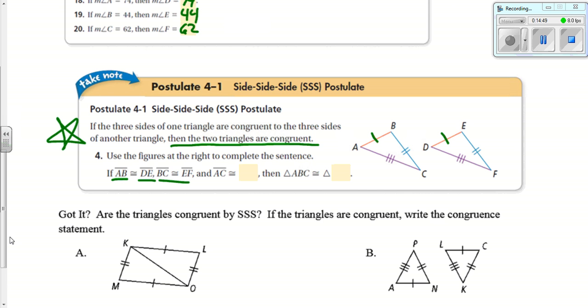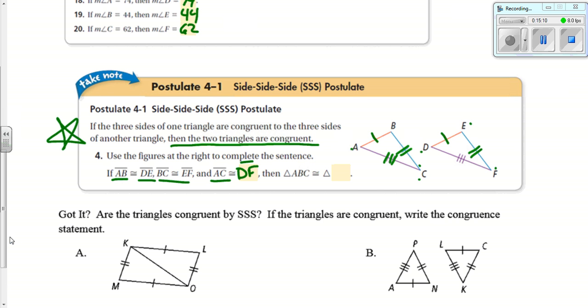BC is congruent to EF, BC, EF. And AC is congruent to what? All right, think about the way you're labeling it. A, B, D, E. B, C, E, F. A, C, D, F. You have to go in the same order.